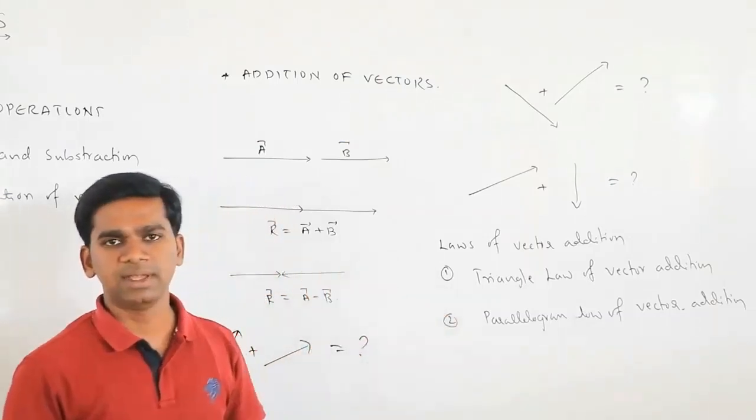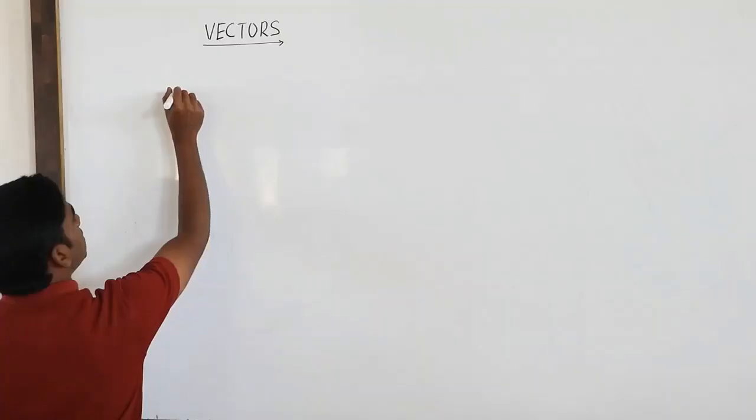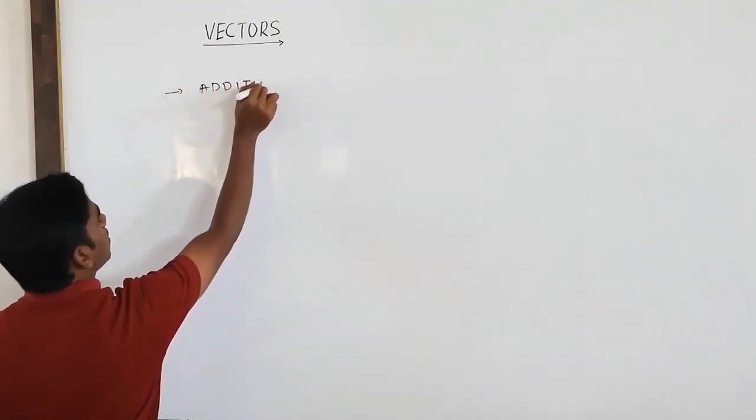We have to follow the same things with the subtraction of vectors also. We'll go one by one. First, we will go with the addition of vectors, with examples.